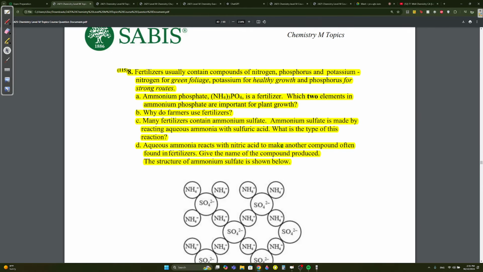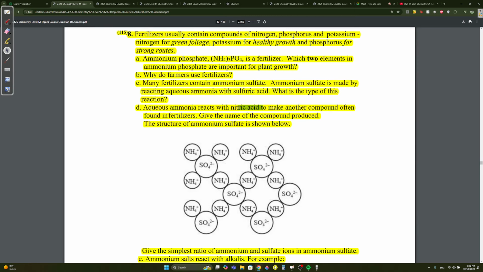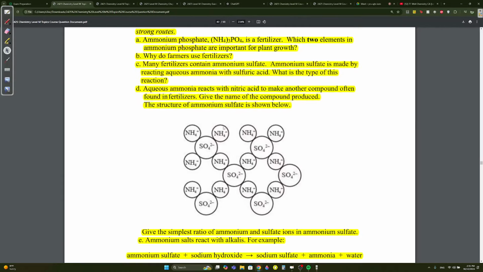Okay. D. Aqueous ammonia reacts with nitric acid to make another compound often found in fertilizers. Give the name of the compound produced. Forget about the structure of ammonium sulfate shown. What do you get when you react ammonia with nitric acid, HNO3? You have base plus acid, you get salt and water, right? You need to know when you react ammonia with an acid, it doesn't react as NH3. It reacts as NH4+ OH-. That's how NH3 reacts. So it's NH4+ OH- plus HNO3.